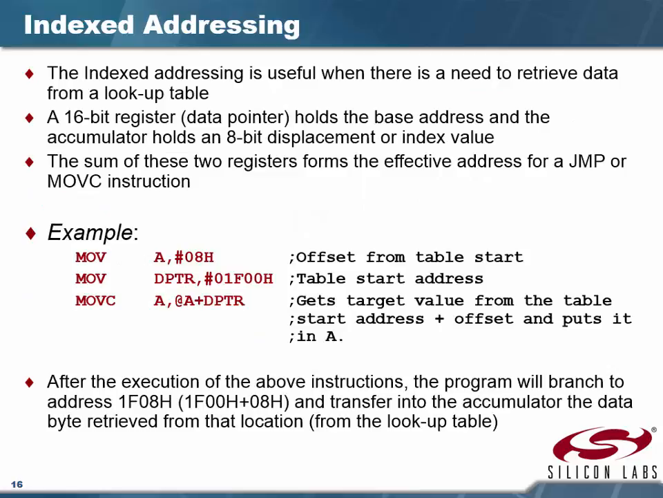Index is a more complicated one. It's not super complicated, but it is a little bit complicated. It's usually used for lookup tables, and the sum of 2 registers forms the address for a jump or call or a MOVC. I don't want to get into too much detail on it, but what we're doing is moving 8, then moving to the data pointer the start of our address, and then doing the MOVC: get the target value from the table, start address plus the offset. We're doing 2 adds.